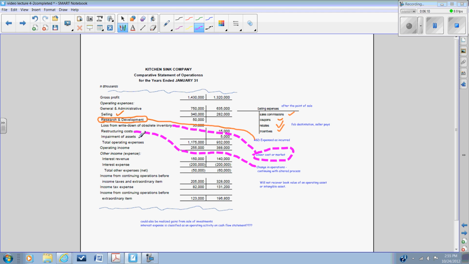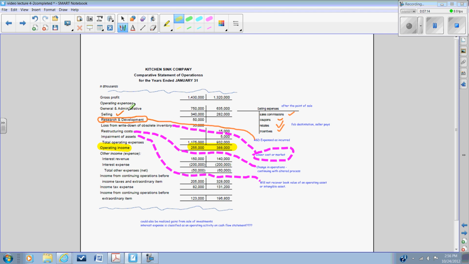And the last item in our operating expenses relates to the impairment of assets, and these relate to those operating assets or intangible assets, most notably goodwill, where we do not believe that we will recover the book value of the asset. And we're going to be looking at this in both Intermediate 2 and in Advanced Accounting. So these items that are included in operating expenses will be combined and will give us another key subtotal that we're going to report to our users, and that is operating income.